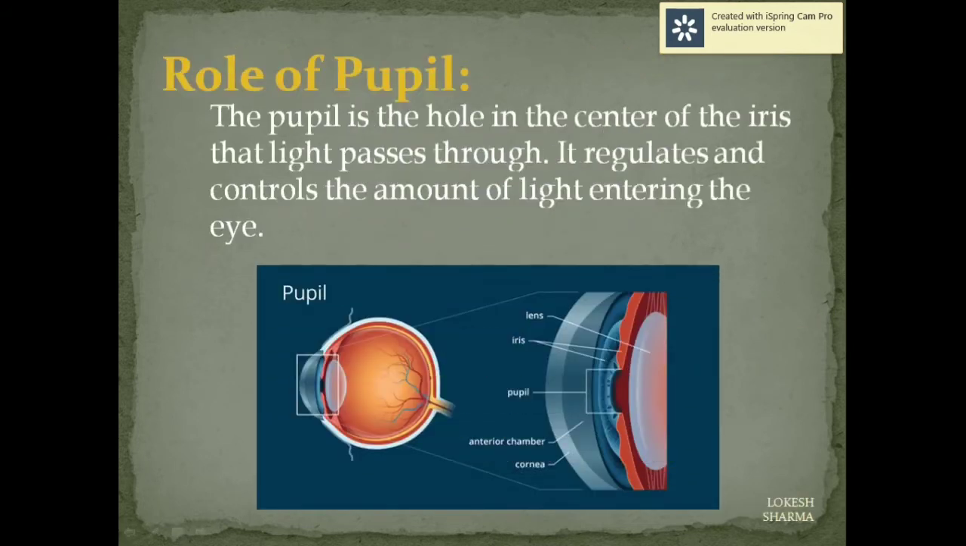Now we will discuss the role of the pupil. I have told you that behind the cornea there is a dark muscular diaphragm called the iris, and between the iris there is a small opening called the pupil. The pupil regulates and controls the amount of light entering the eye with the help of the muscles of the iris.